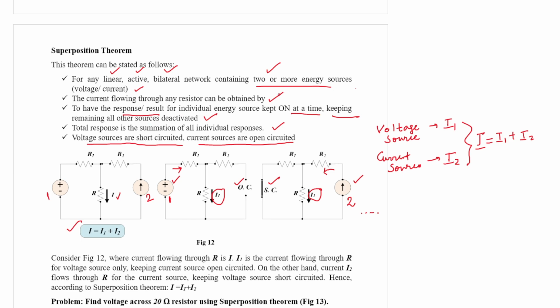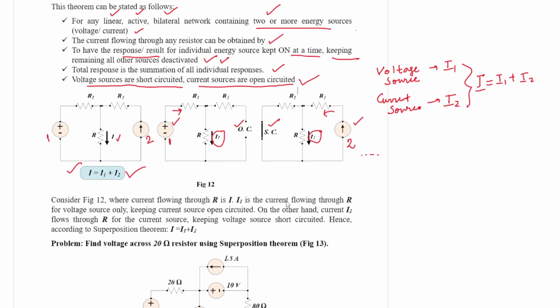Now, how can the current flowing through be found? You need to consider one source at a time. It is written in the third point, one source at a time, but at that particular time you must deactivate all other remaining sources. Then the total response is the summation of individual responses. And lastly, how do you deactivate a source? If it is a voltage source, it must be short circuited, and if it is a current source, it must be open circuited. So that is the statement for the superposition theorem.